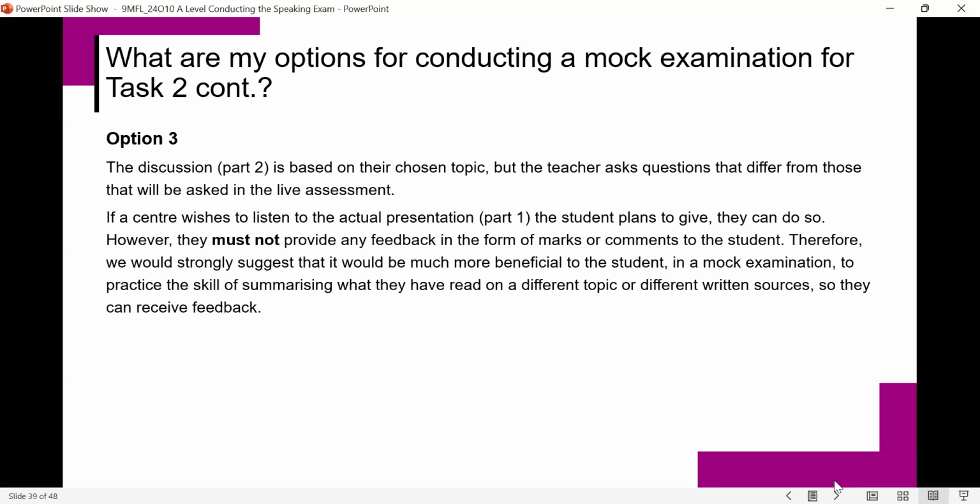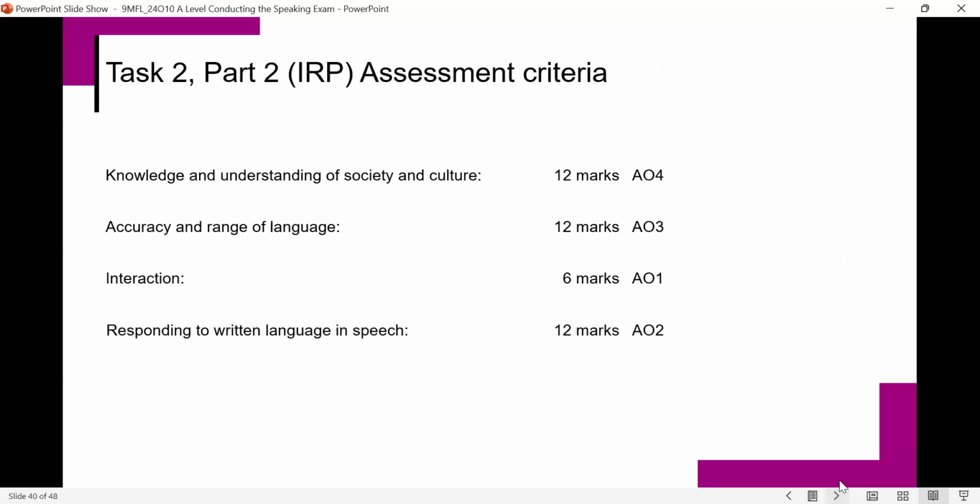Okay, let's move on. I'm conscious a little bit of where time is ticking by now. So part 2 then, what do you get the marks for? Knowledge and understanding of culture and society, 12 marks. That's what you know, why does it matter? All the same mark schemes as we saw for task 1. Range and accuracy of language, 12 marks. Interaction, 6 marks. And then responding to written language in speech, 12 marks. Those are the 12 marks for the presentation.